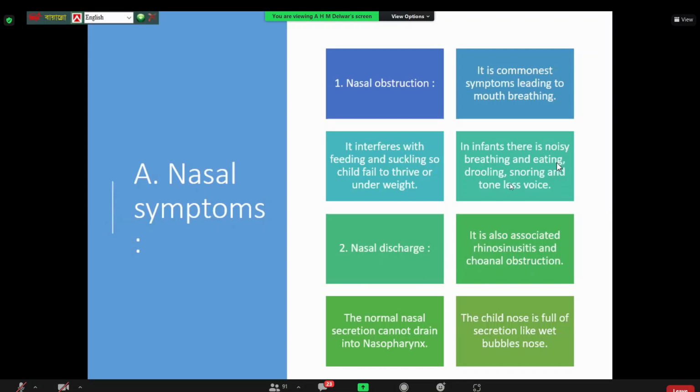In infants, there is noisy breathing and eating, drooling, snoring, and toneless voice. Noisy breathing, I will show you a video, and breathing and eating. Drooling means there is saliva secretion at the angle of the mouth. Snoring is noisy respiration, and there is a toneless, nasal voice.